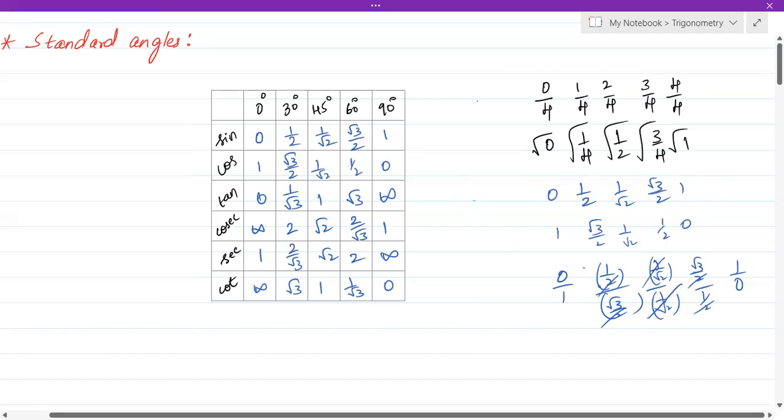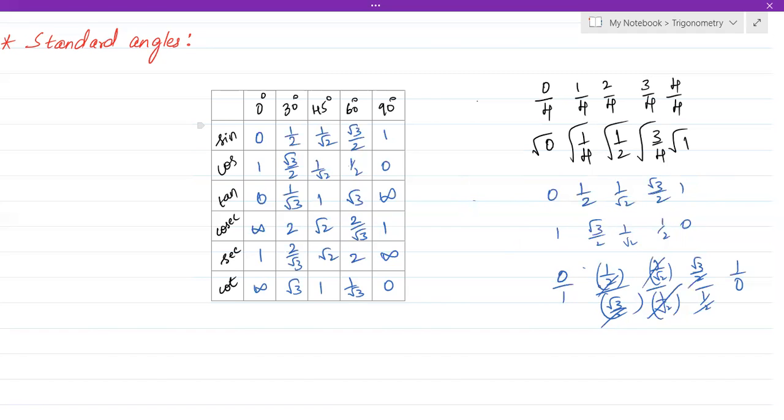So if you remember the technique which I've given you here, start from 0 right up to 4: 0, 1, 2, 3, 4. Divide throughout by 4. Then simplify it and take the square root. That is the value of sine. Then write it in the reverse order, starting from 1, and you will get the cos. Divide sine by cos, you will get tan. Reciprocal of sine gives cosecant, reciprocal of cos gives secant, reciprocal of tan gives cot.